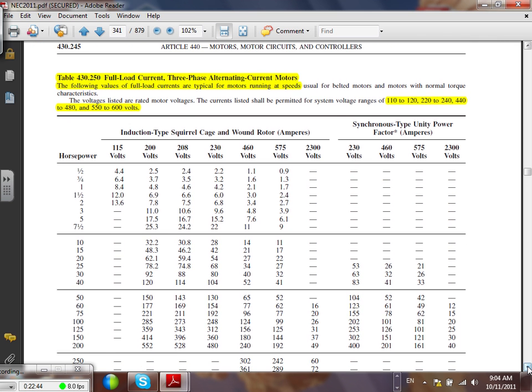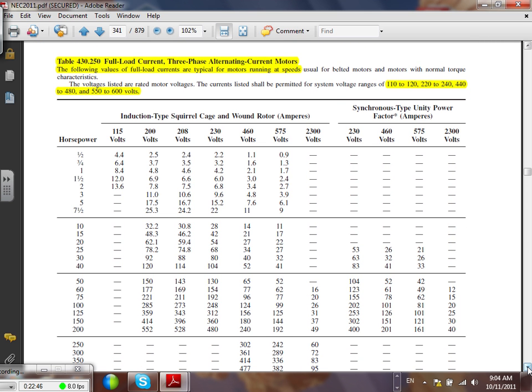And I'm going to take it all the way. So here's what you highlight. Chris, I have a 200 horsepower motor. Can you see that? I'm going to run this at 200 volts. What's my full load current? 552. I'm going to run it at 208. What's my full load current? 528. At 230 or 240, 480. I'm going to go all the way up to 460, 240. I'm going to go all the way to 575. That's a 600 volt system. Can you guys see that?